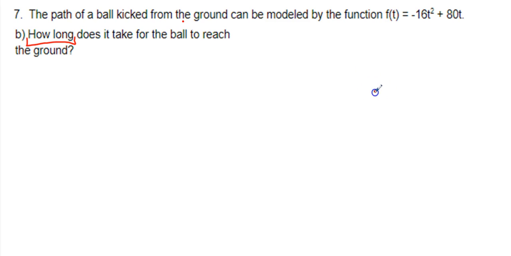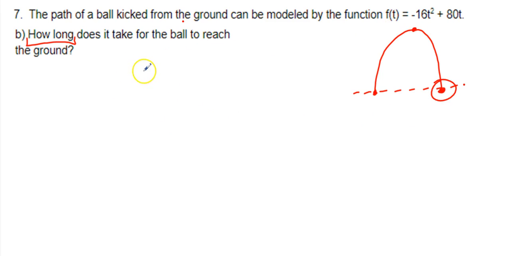So if we just think about what's going on here, the ball starts on the ground, it increases to a certain point until it hits that vertex, and then it starts to decrease, and eventually it's going to hit the ground. So what we want to know is this point right here, when it hits the ground. In this particular context, that's an x-intercept. So we need to find the two x-intercepts and then identify which one makes the most sense for when it hits the ground after going through the air.